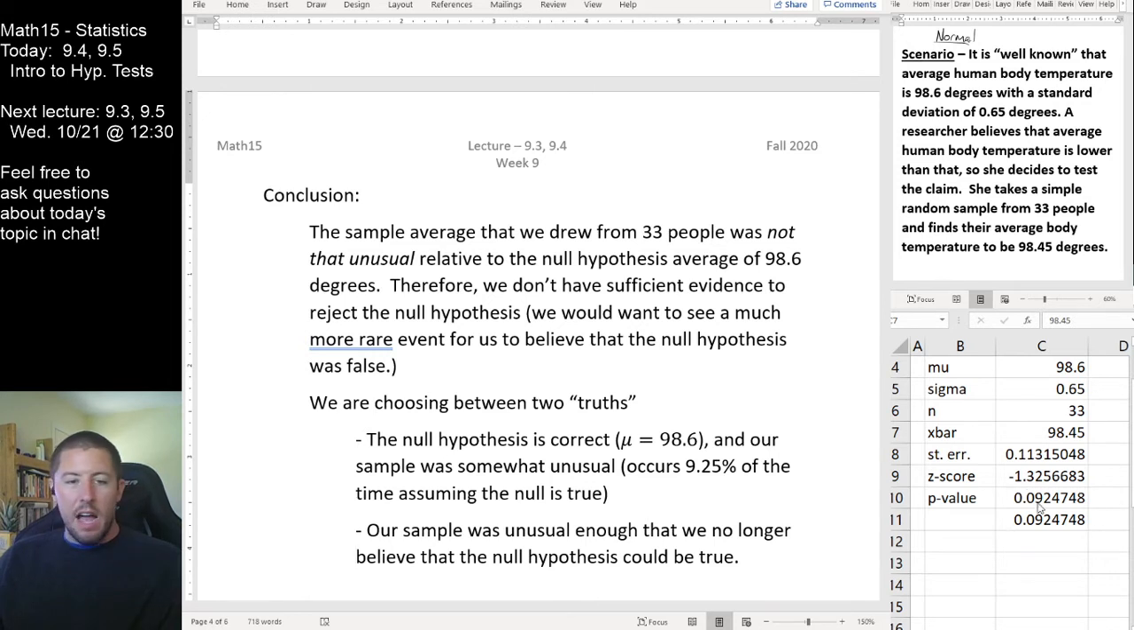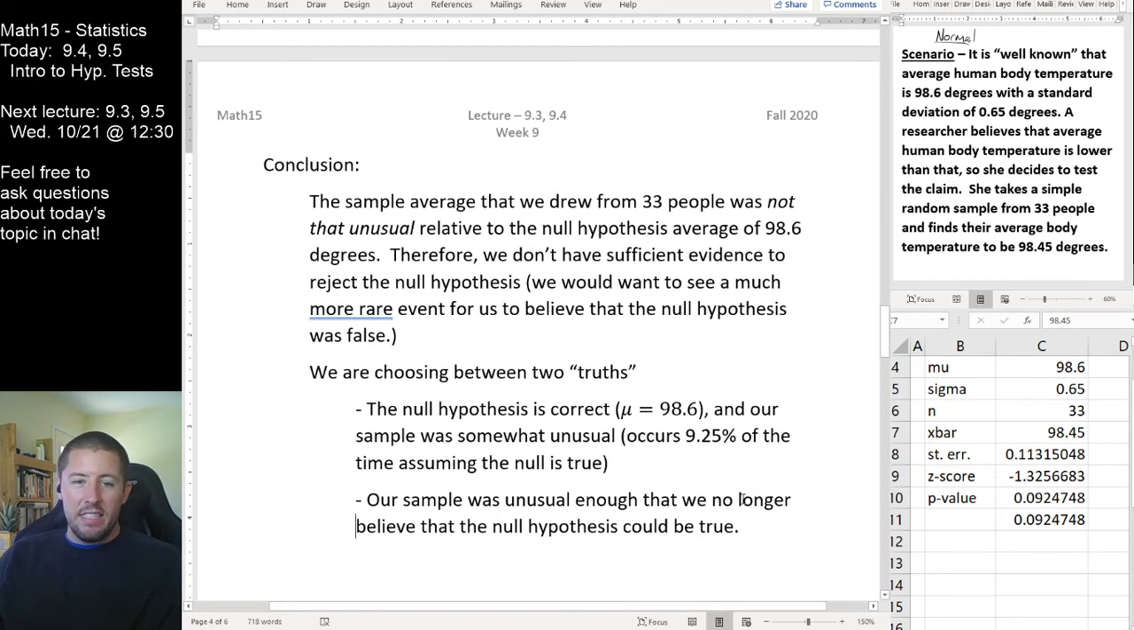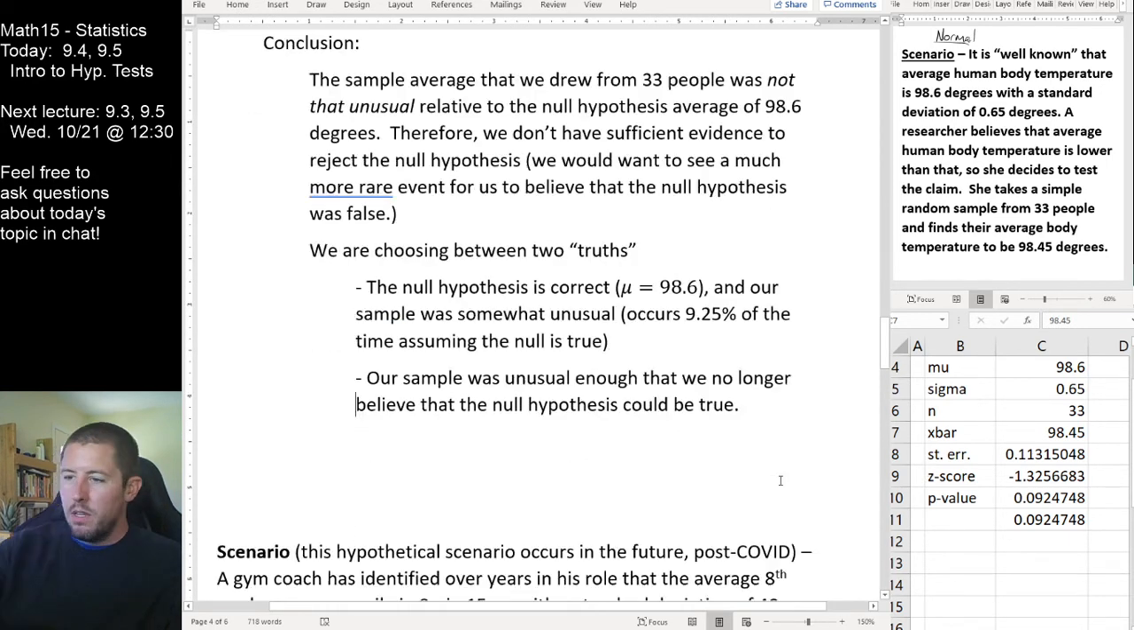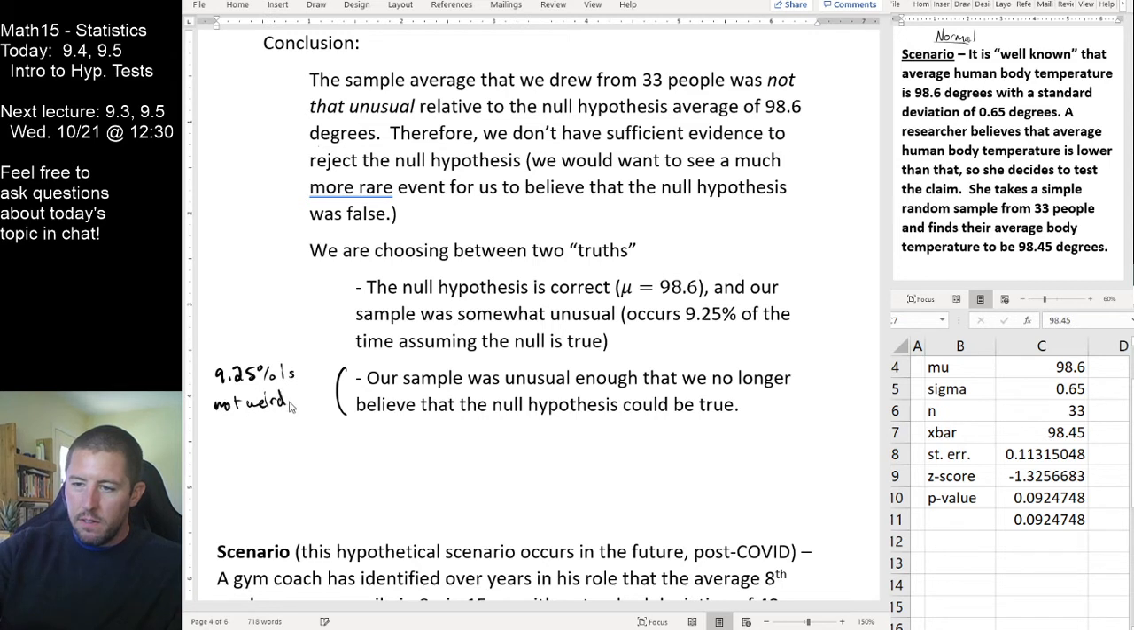And by the way, again, this is not a very small p-value. This is like a 9.25% chance of this type of thing occurring. That's not that weird, right? So here, I'm going to say 9.25% is not weird enough for us to believe this. Our data supports this statement.